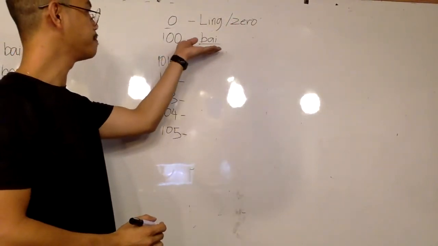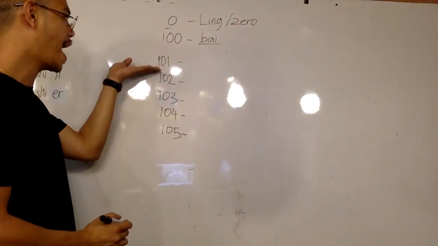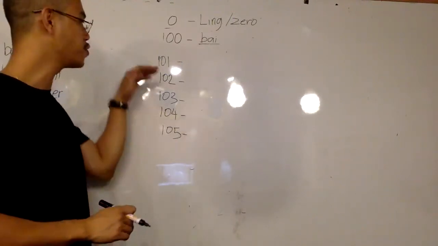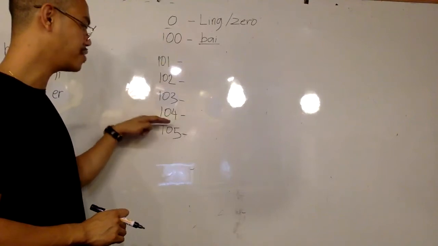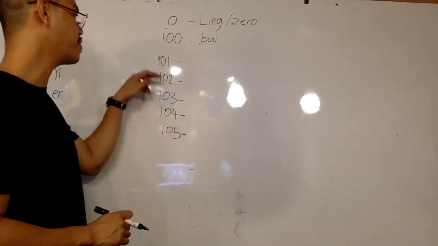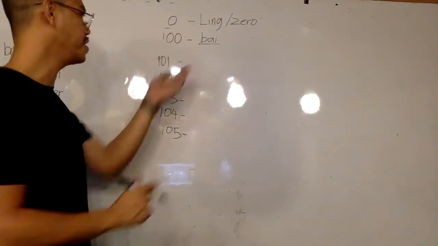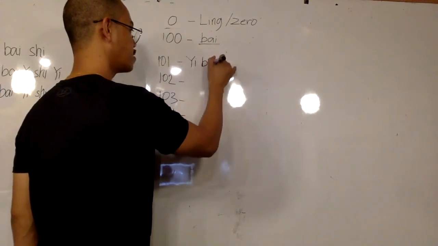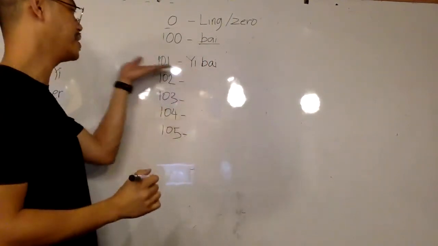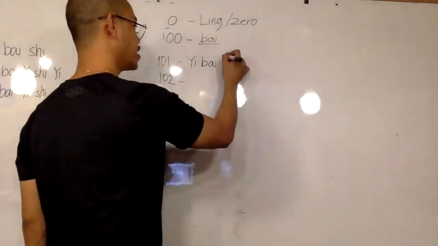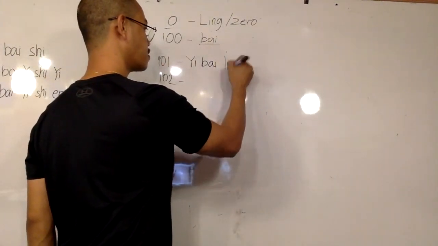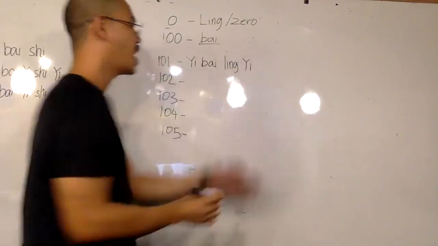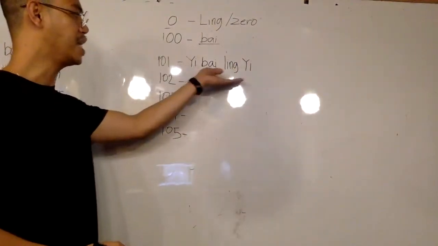Okay, so how do we read 101? The rule here is we have to read the 0 if you're reading in hundreds. So 101 is yi bai ling yi. What is 1 again in Mandarin? Yi. Yi bai ling yi.